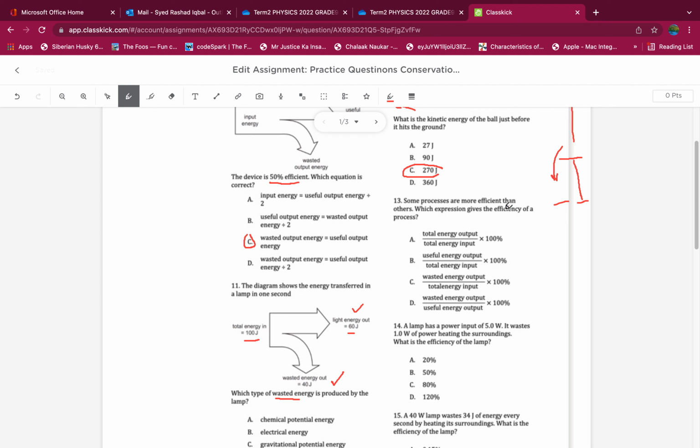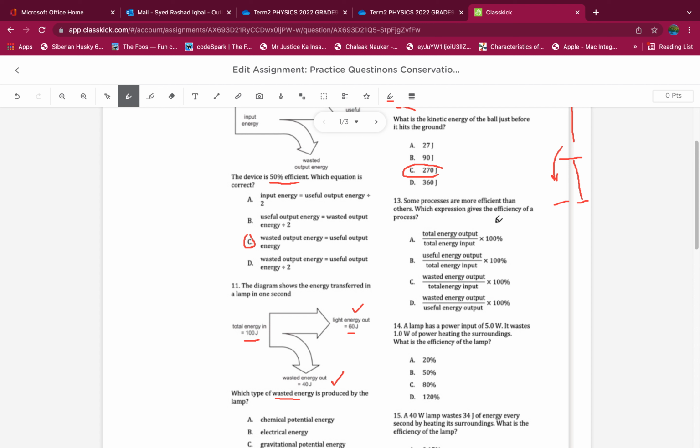Okay, number 13. If we ignore the air resistance and the dissipated energy, this is also one thing. Some processes are more efficient than others. Which expression gives the efficiency? You know this thing. Efficiency is equal to what? Useful output over total input.